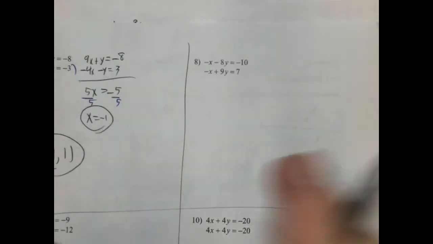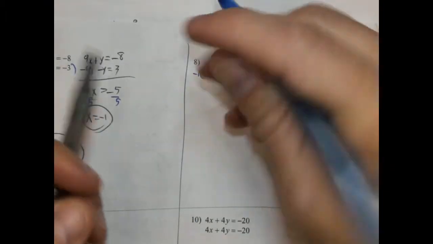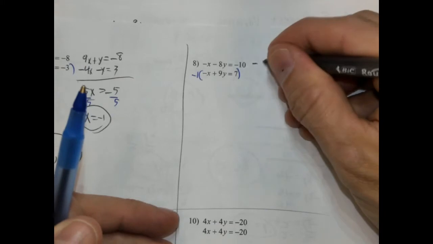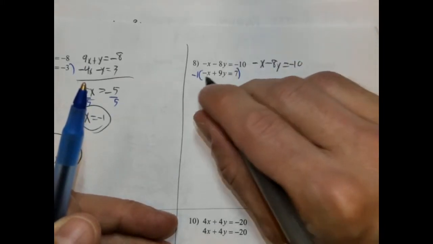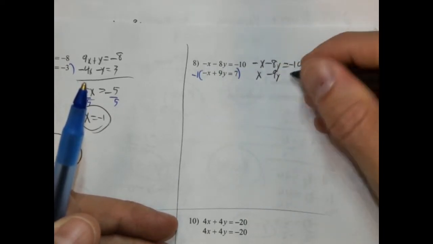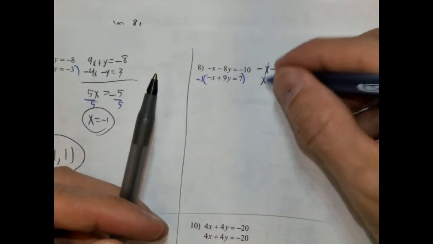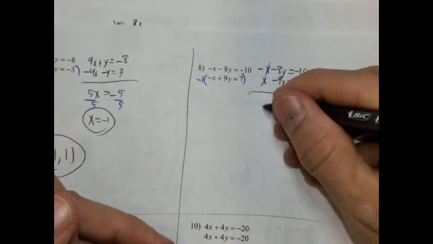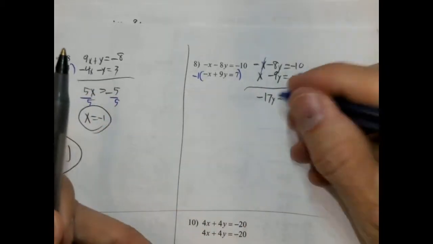All right, let's try this one. So we'll multiply. Actually, it doesn't really matter. You could divide by -1, it'd be the same thing. So -x minus 8y equals -10. Then we distribute this -1, so all these signs change. So this becomes +x, this becomes -9y, and this becomes -7. So the x's cancel. We're going to have -17y equals -17. Y is going to be equal to 1.